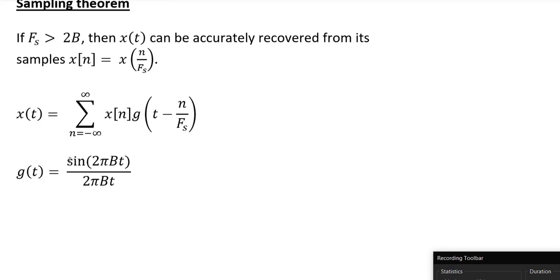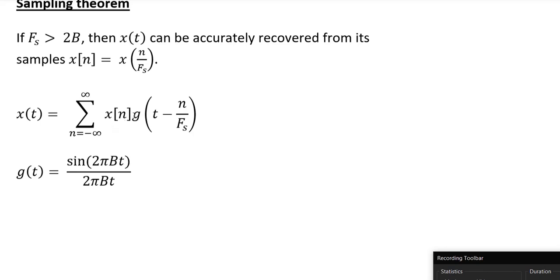So x of t is a continuous signal from minus infinity to infinity, which means the samples x of n will also be from minus infinity to infinity. And the function g here is a sinc function. Let's focus on g of t as a function. So g of t minus n Ts, or n over Fs, would be the function g shifted to the right by n divided by Fs.